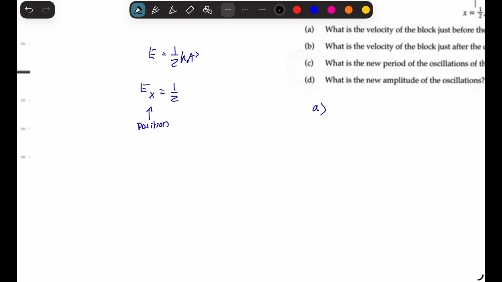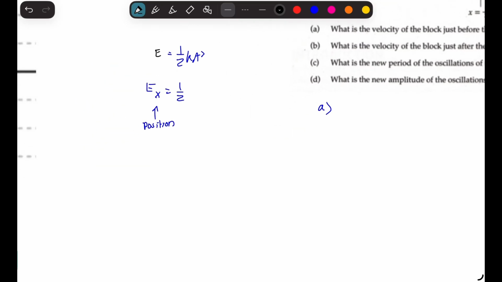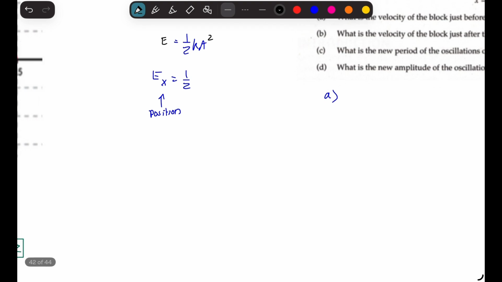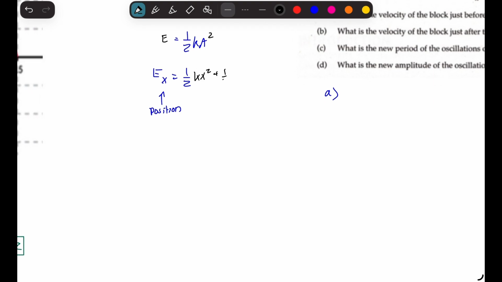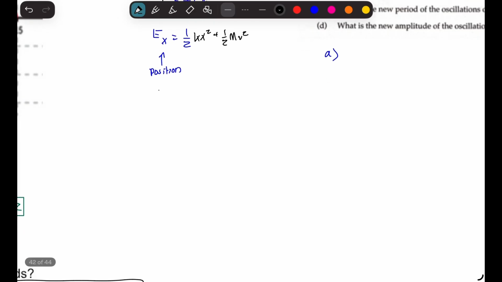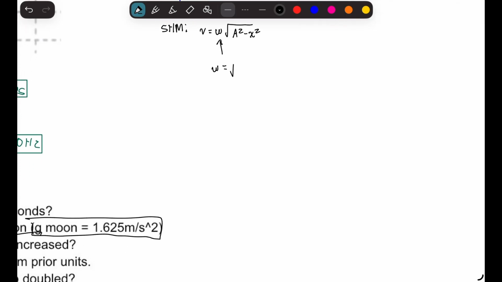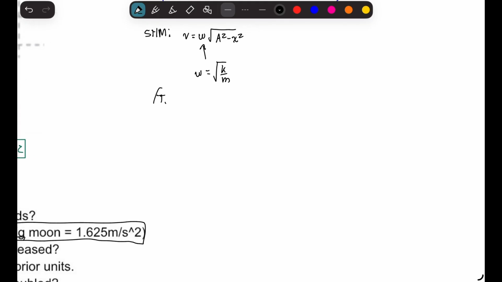So we need to use some equations. Again, we are talking about E equals 1/2 kA squared, which is equal to 1/2 kx squared plus 1/2 mv squared. Also, we need to use velocity, but specifically the simple harmonic motion form, which is v is equal to omega times the root of A squared minus x squared. Here, omega is equal to the root of k over m. And we need the period of a spring oscillator. So you can label this as T, and that formula is equal to 2 pi times the root of m over k.